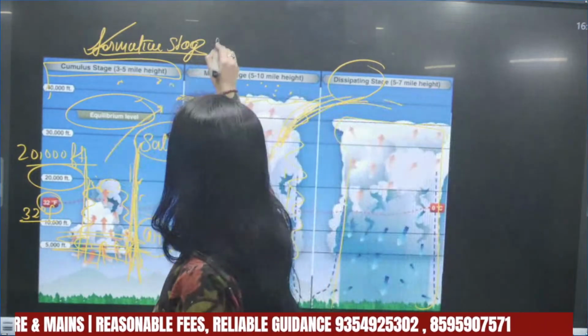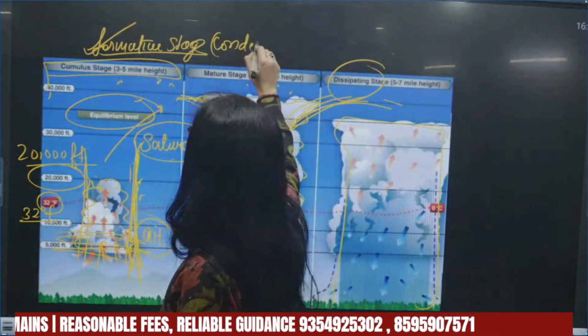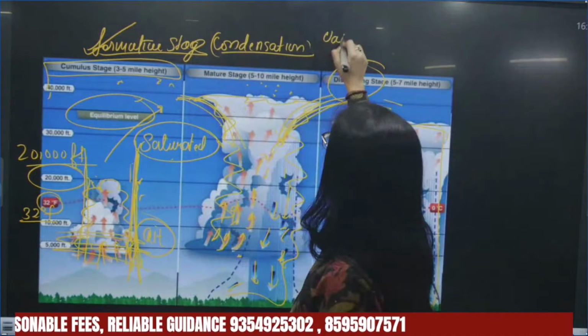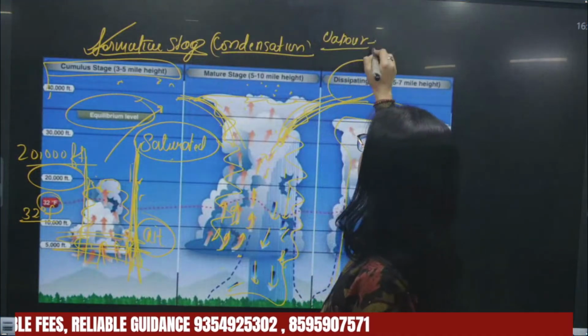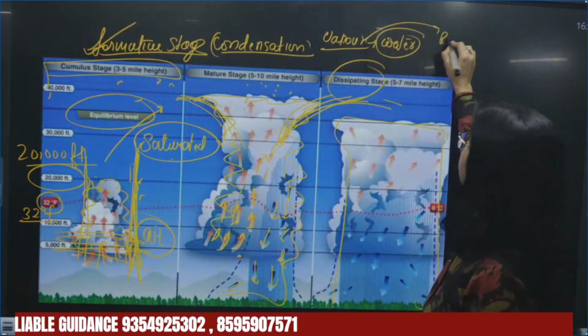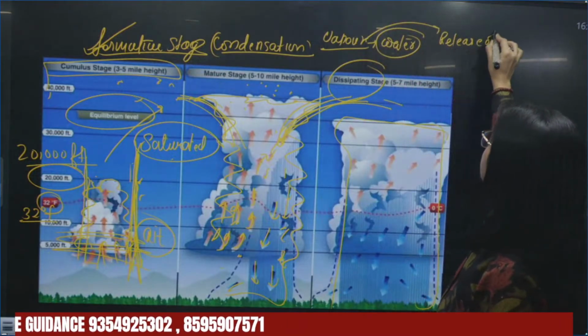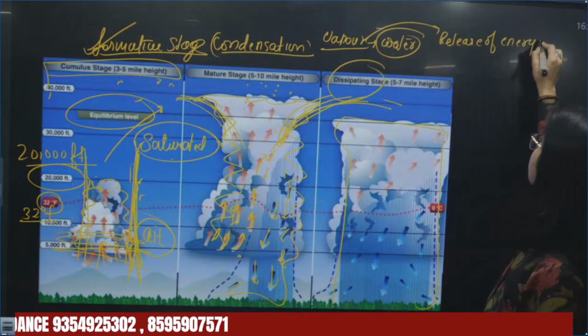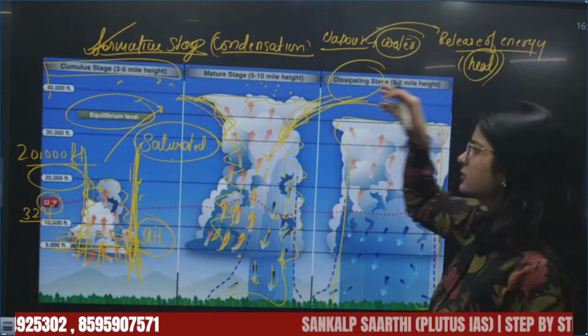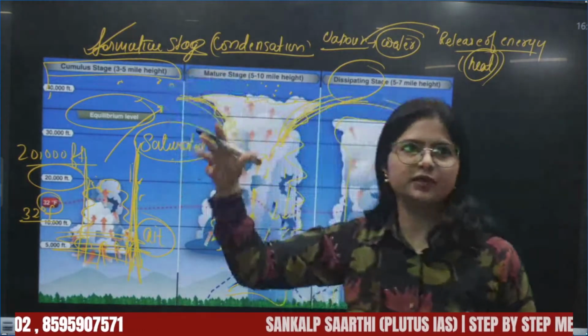Due to condensation means what? It will change from vapor to water, and this will result in release of energy. What energy are we talking about? हम बात कर रहे हैं heat energy की. There would be release of energy which is hidden. Latent का मतलब होता है hidden form of energy.